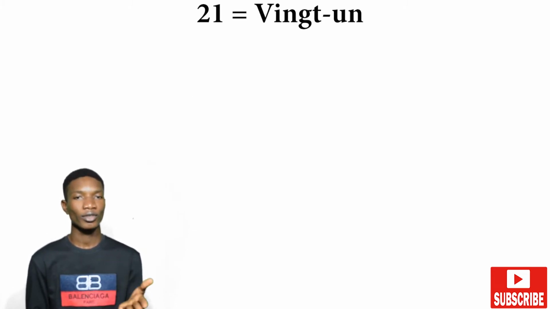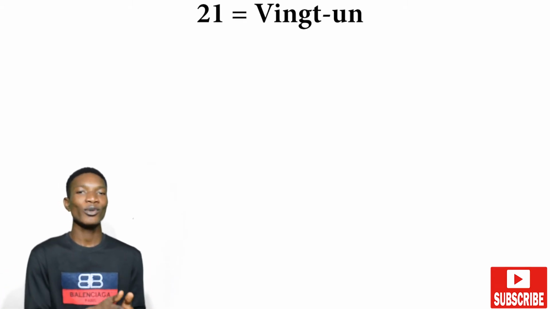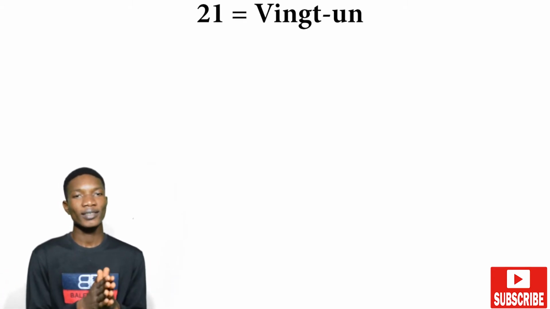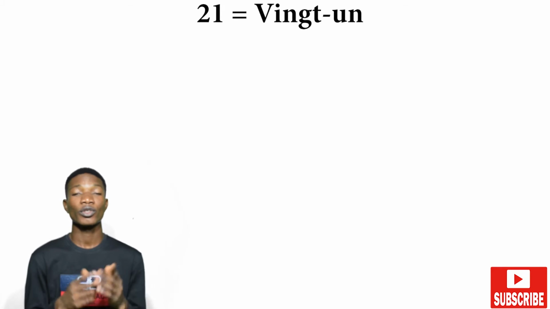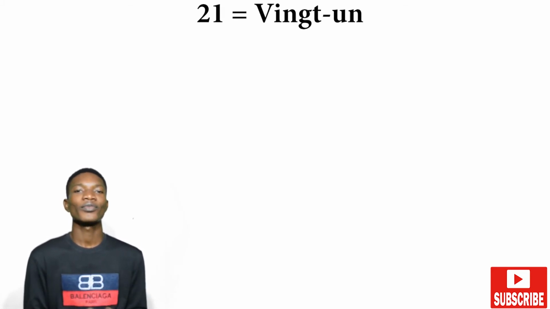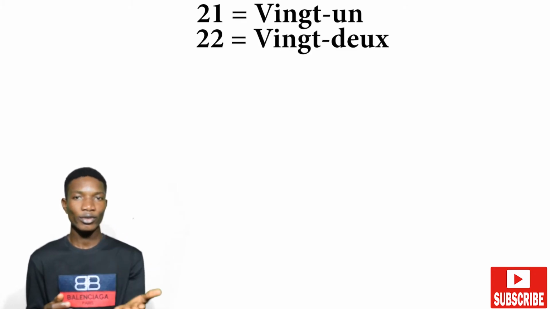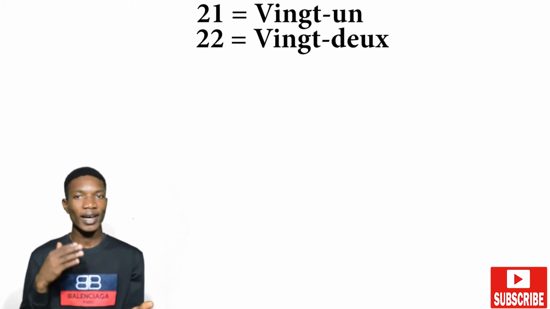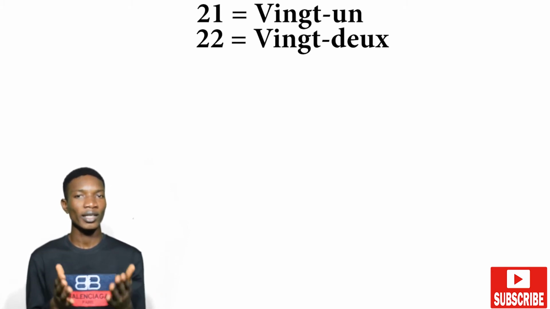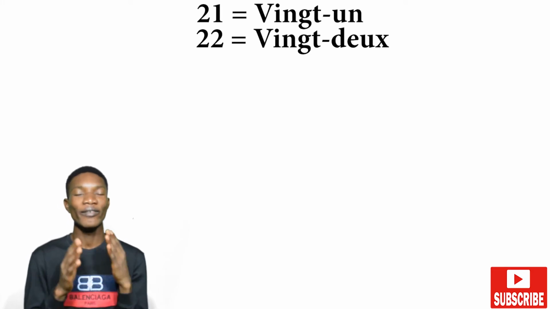21, just like in English, we have 20 and the 1 to make it 21. So 21 in the French language is vingt-un. 22 is vingt-deux. You see, you have your 20, which is vingt, and the deux come together to make vingt-deux.